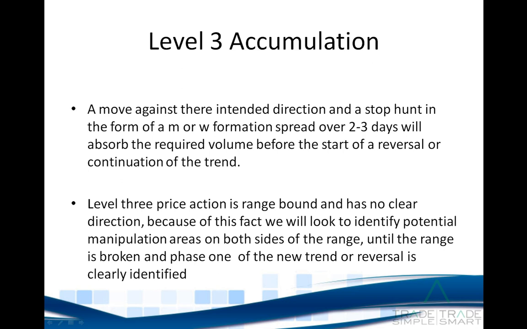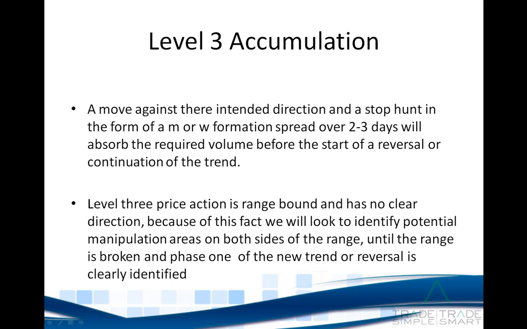Okay, so level 3 price action is range bound and has no clear direction. During a cycle, we know that we're either going to have a bullish cycle or a bearish cycle. But with level 3, because we're trading within a range, there is no clear direction. Because of this, we will look to identify potential manipulation areas on both sides of the range, until the range is broken and phase 1 of the new trend or reversal is clearly identified.